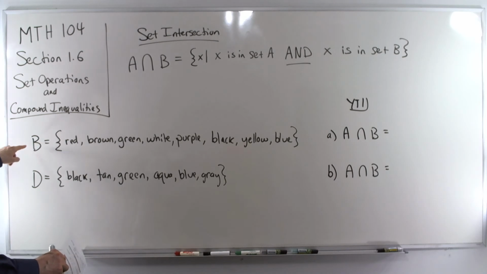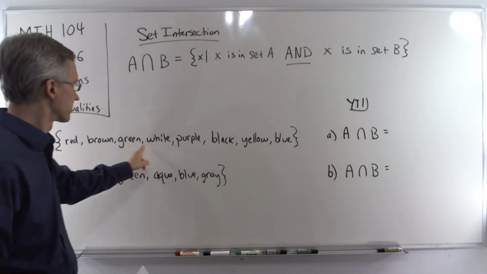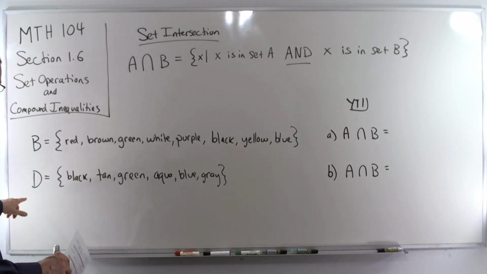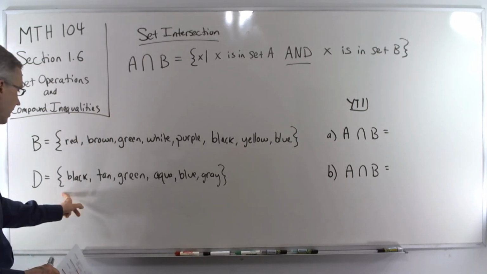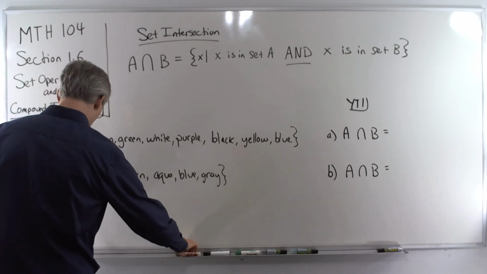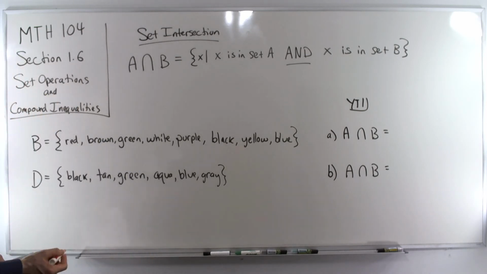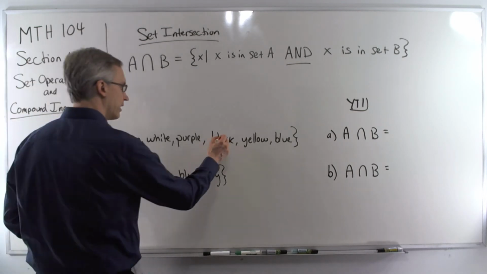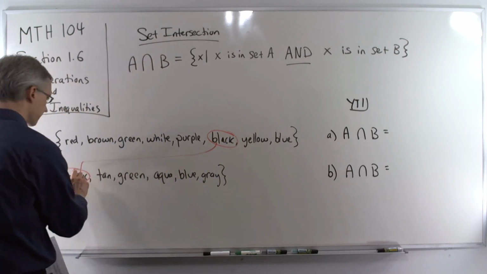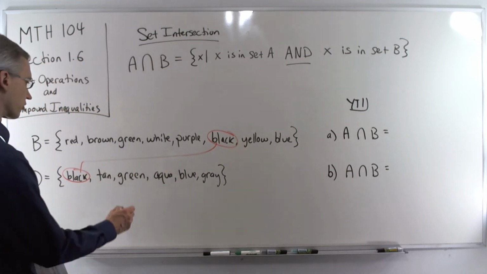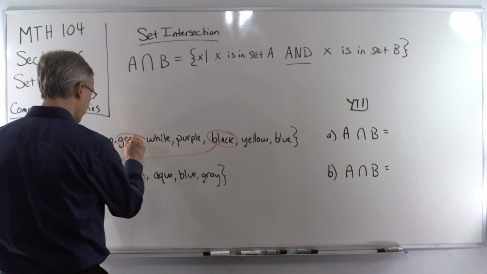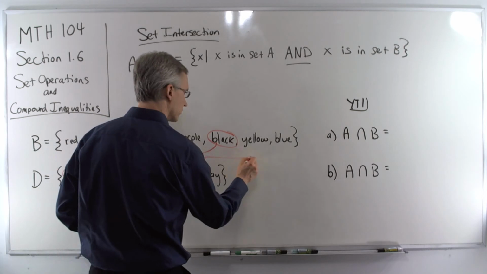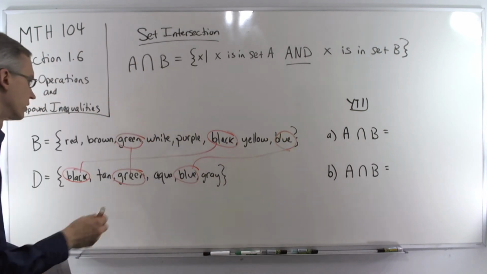Alright, so Rhonda, in her basket, has a bunch of socks, red, brown, green, and so on. These are all the socks she has in her basket. And here's the socks that she has in her drawer. So we want to find the matching pairs. So anything that is in both sets, we can create a matching pair. So we have black and black, there's a matching pair. And we've got green and green, another matching pair. And blue and blue. Everything else, there's just one.